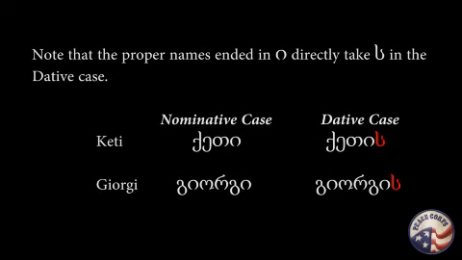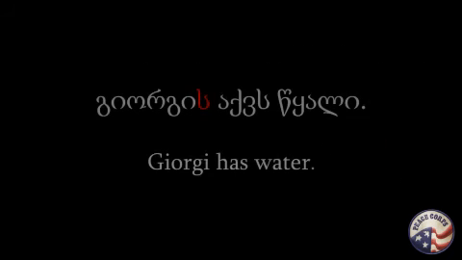Note that proper names ending in i directly take s in the dative case. For example, Keti in the dative case is Ketis. Georgi in the dative case is Georgis. The phrase for Georgi has water is Georgis akvs tqali.